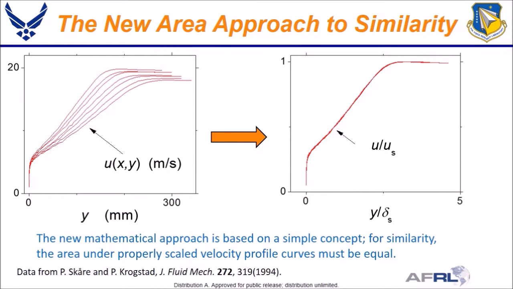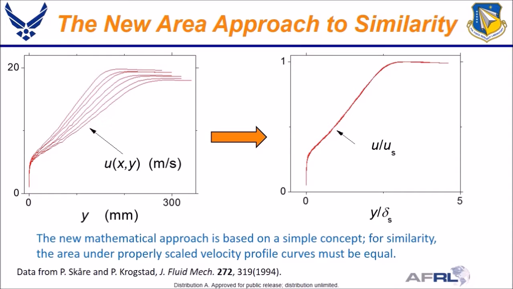Now, let's turn to the new similarity approach and how we determine the identity of delta sub s and u sub s. The new approach is based on a simple concept. For similarity, the area under the properly scaled velocity profile curves must be equal.